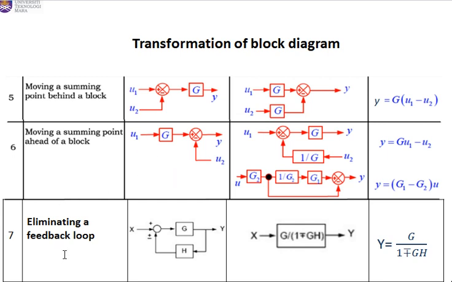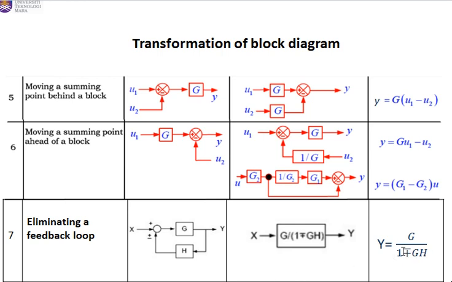The last rule is to eliminate a feedback loop. So this is a feedback loop. H is the feedback function. As you can see the arrow, H gives feedback to the function. So you have G and H, G as the forward and H as the feedback. How to simplify this? You can combine them to become 1 block by using this formula, G over 1 plus minus GH.